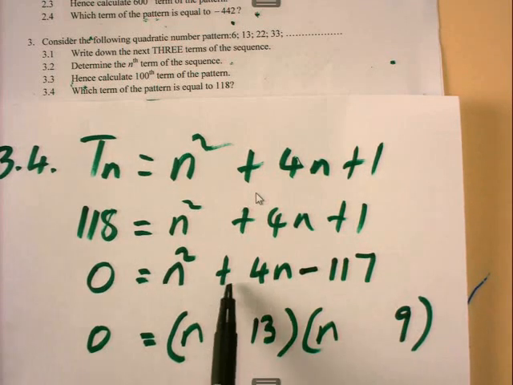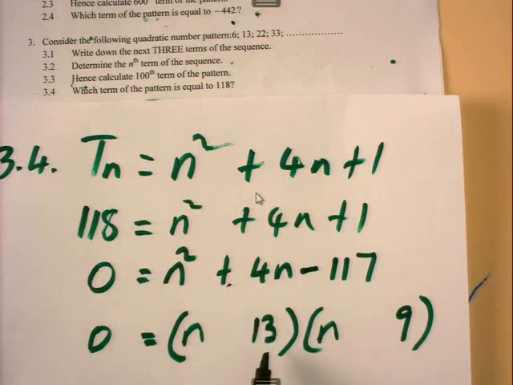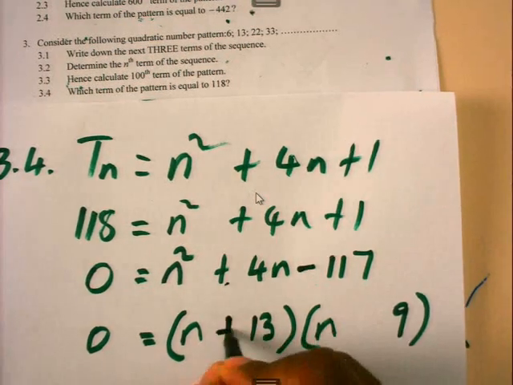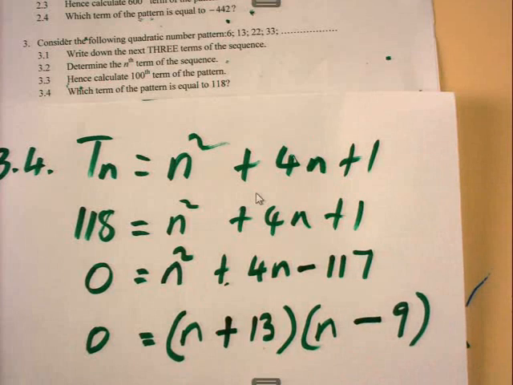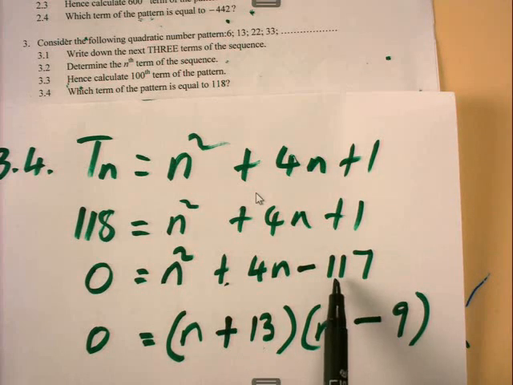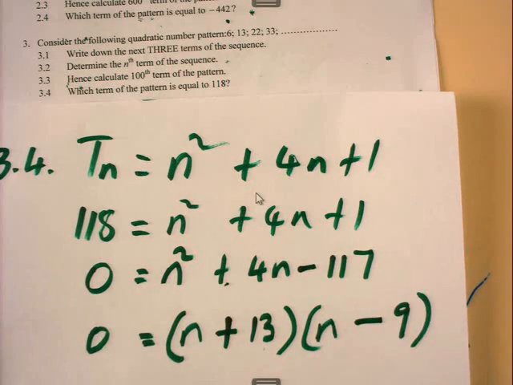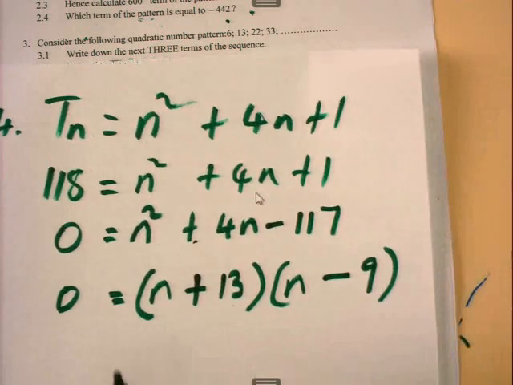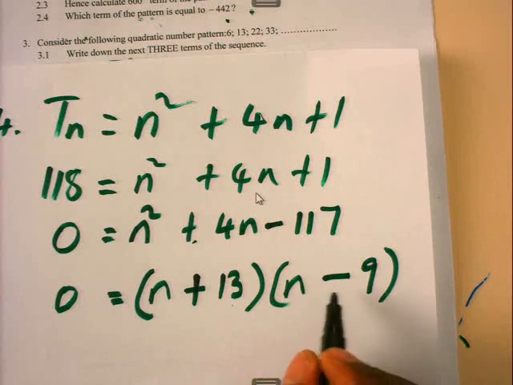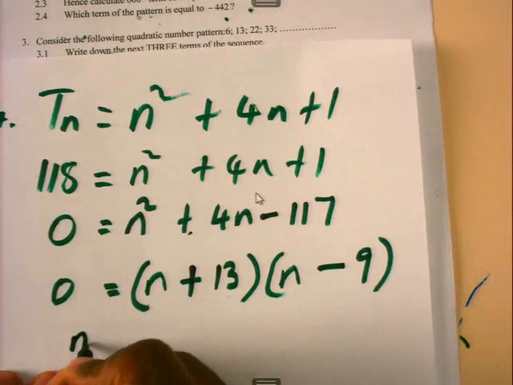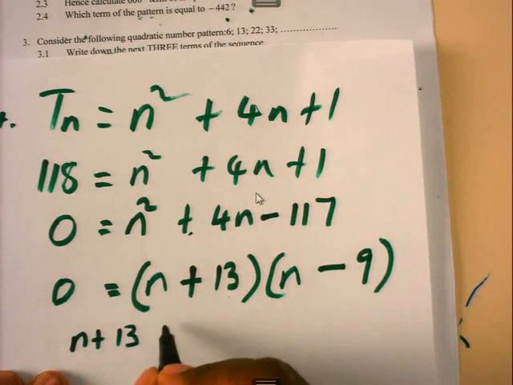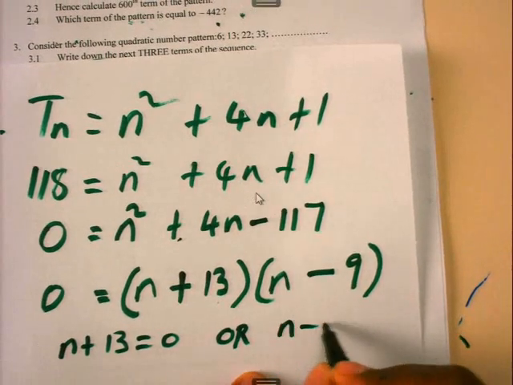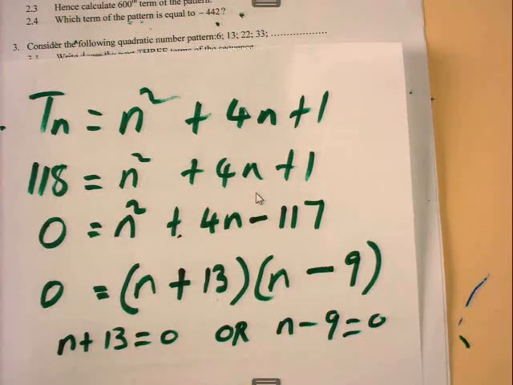Check the middle term is positive. If the middle term is positive, it means the bigger factor will take the sign of the middle term. I've got plus, this one will be minus. It has to be plus and minus so that they give us minus 117. Now we solve for n. From quadratic equations, we know (n plus 13)(n minus 9), therefore n plus 13 is equal to 0, or n minus 9 is equal to 0.